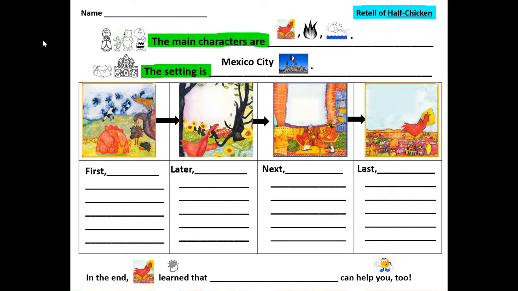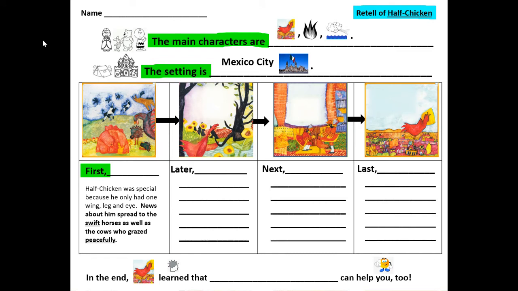So what happened first in the story? Let's go. First, Half Chicken was special because, why was Half Chicken special? Say it out loud. Well, first, Half Chicken was special because he only had one wing, leg, and eye. News about him spread to the swift horses as well as the cows who grazed peacefully.